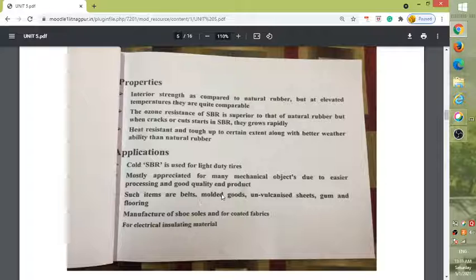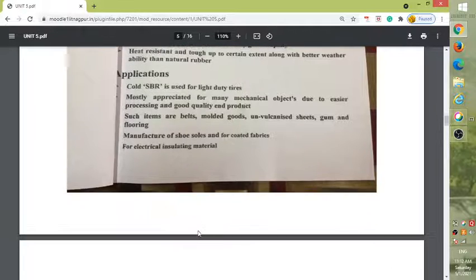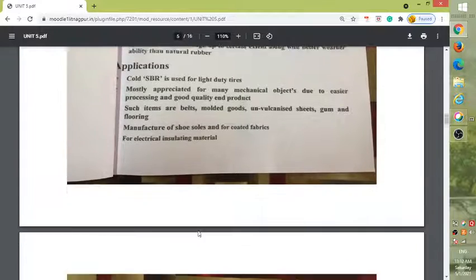Such items are belts, molded goods, unvulcanized sheets, gum and flooring. Manufacture of shoe soles and for coated fabrics. For electrical insulating material. So you can see there are so many uses of SBR.